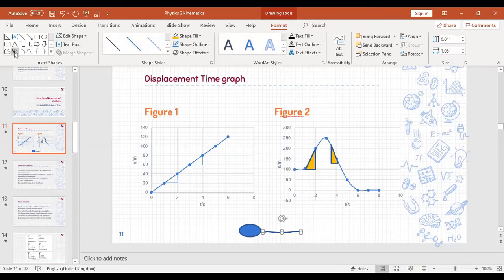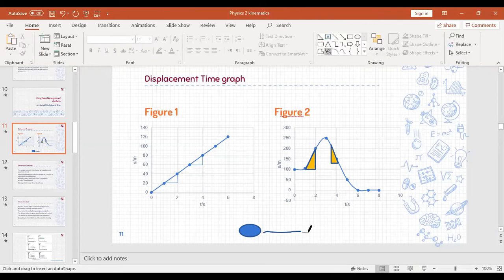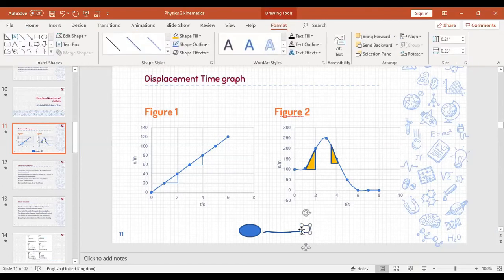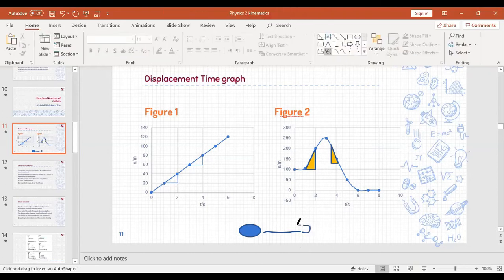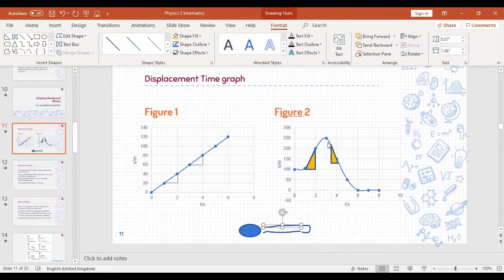But when it turns at this point, this curve is where we can say the body is momentarily still as it's making its turn. This is where the displacement is turning. And now when it's moving towards its starting point, that is where the displacement time graph has a negative gradient.